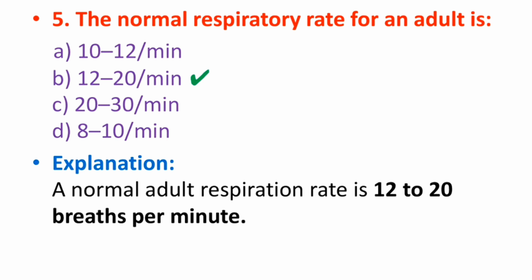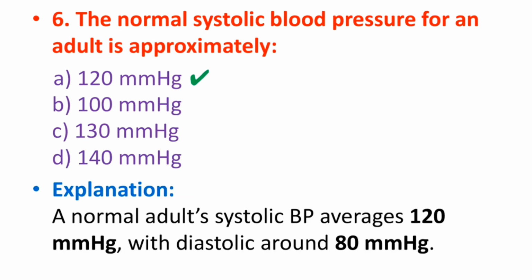The normal respiratory rate for an adult is option A, 10 to 12 breaths per minute, option B, 12 to 20 breaths per minute, option C, 20 to 30 breaths per minute, option D, 8 to 10 breaths per minute. The correct answer is option B, 12 to 20 breaths per minute. An adult respiration rate is 12 to 20 breaths per minute.